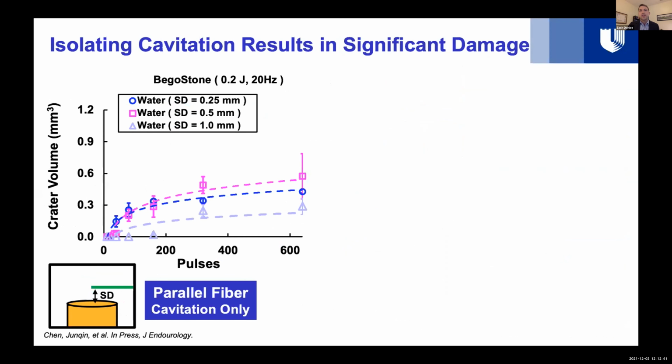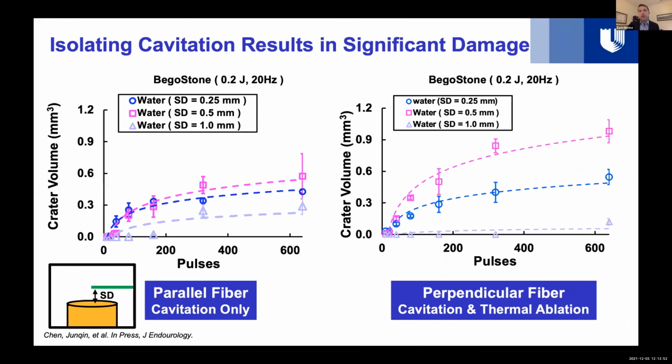Last, we evaluated stone damage using the parallel fiber orientation. Though the fiber was parallel, lithotripsy still produced stone damage at several standoff distances. Compared to the perpendicular laser fiber, the parallel orientation still produced approximately 60% of the damage produced by the perpendicular fiber at standoff distances of 0.5 millimeter, again suggesting a prominent role of cavitation in lithotripsy damage.